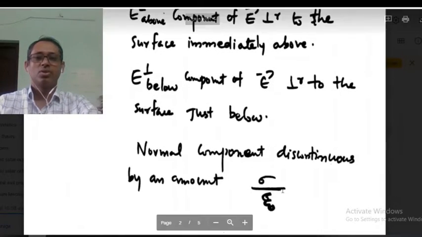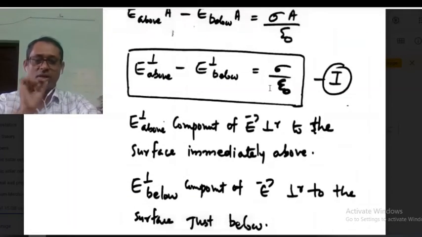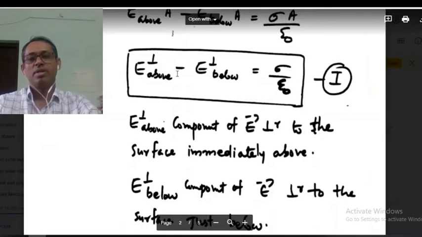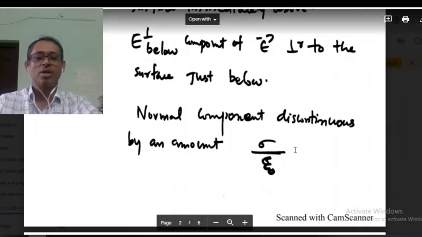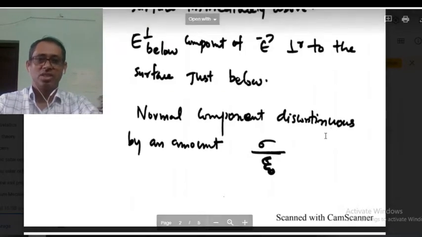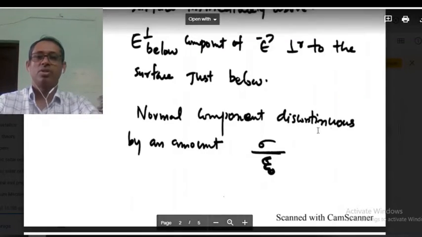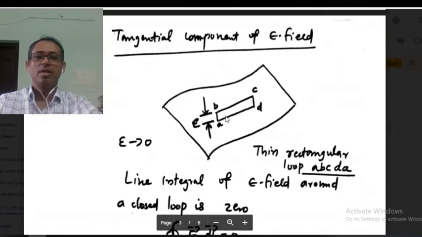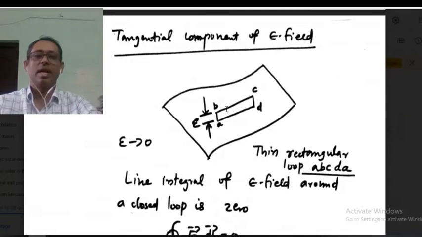So the normal component of the electric field is not continuous. If the right hand side was 0, the electric field would have been continuous. But since it is not equal to 0, this is discontinuous. So the normal component of the electric field is discontinuous by an amount sigma by epsilon 0. Now, that is all about the normal component. Then what about the tangential component?